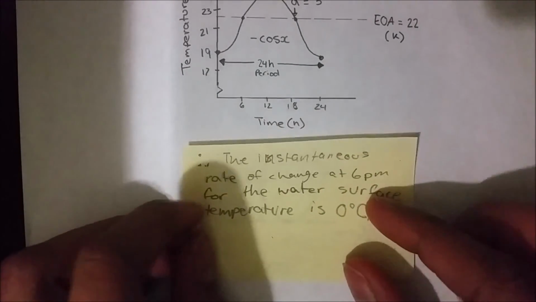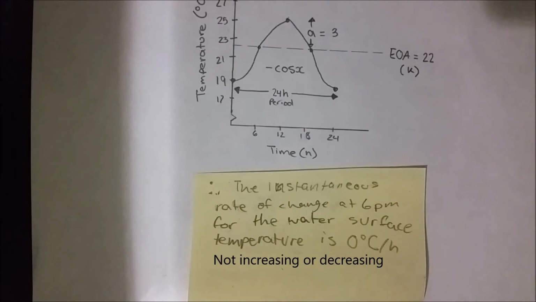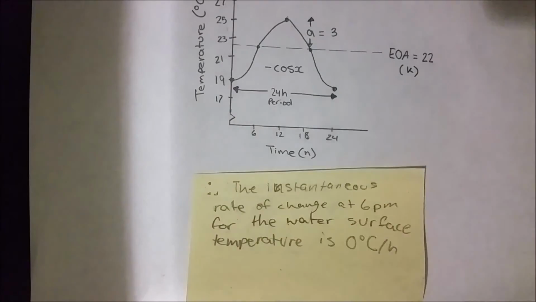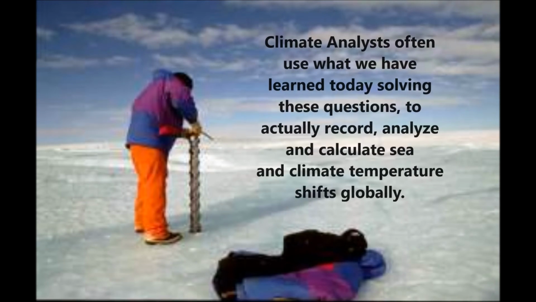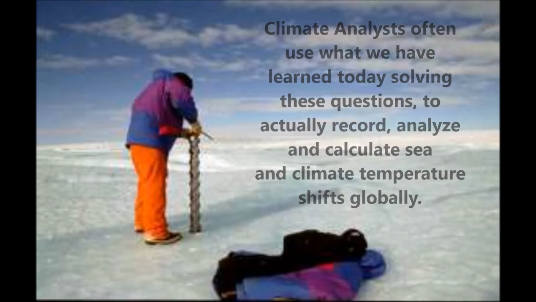And yes, therefore we can conclude that the instantaneous rate of change at 6 p.m. for the water surface temperature is 0 degrees Celsius per hour. So I can also conclude that yes, my estimate was right. The instantaneous rate of change is 0 degrees Celsius per hour because the point is at its maximum. Climate analysts often use AROC and IROC equations to solve for global temperature shifts and changes.